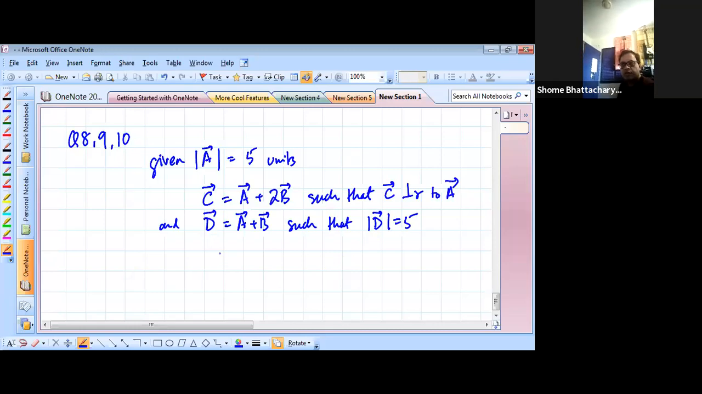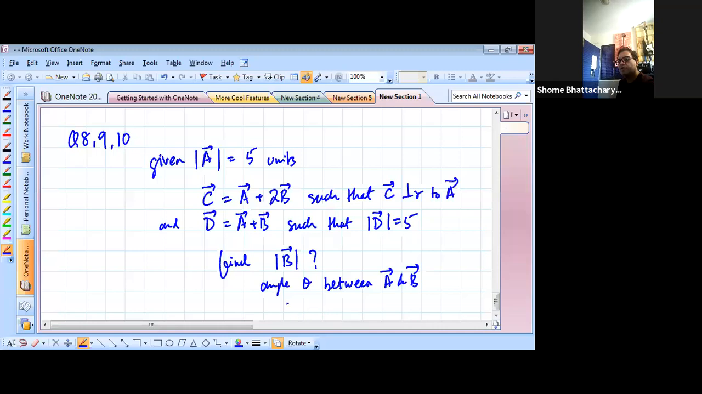So we have to find the magnitude of vector B and the angle theta between vectors A and B, and also we have to find the magnitude of the vector C. All this information has to be found out.